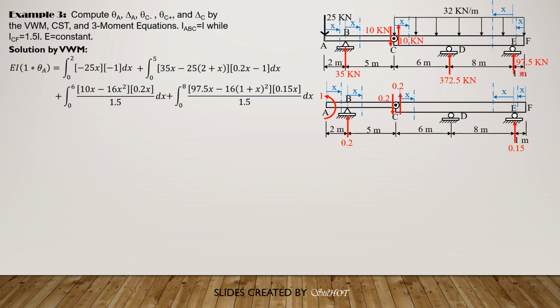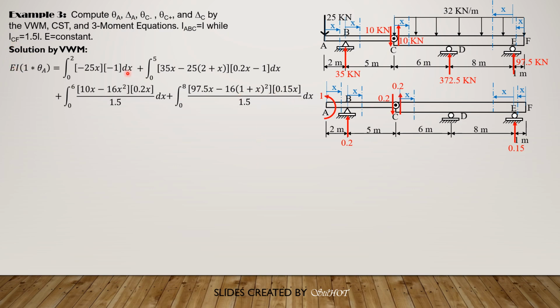Take note, at the right end, the positive moment is counterclockwise. So minus 32 times (1 plus x), then the moment arm is (1 plus x) over 2. So it should be minus 16(1 plus x) squared. Then due to the unit load, the moment at this section, considering forces to the right of it, is 0.15 times x, divided by moment of inertia 1.5 of I, or simply just 1.5.